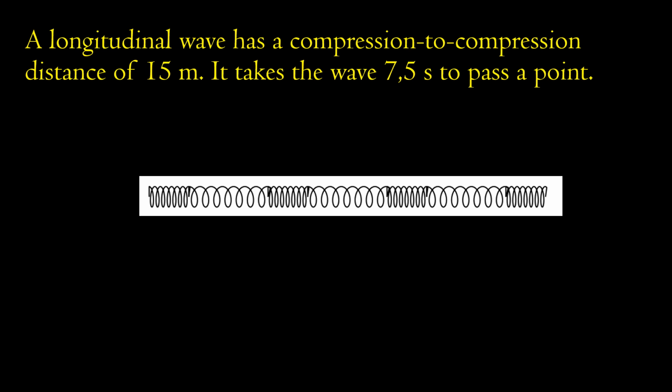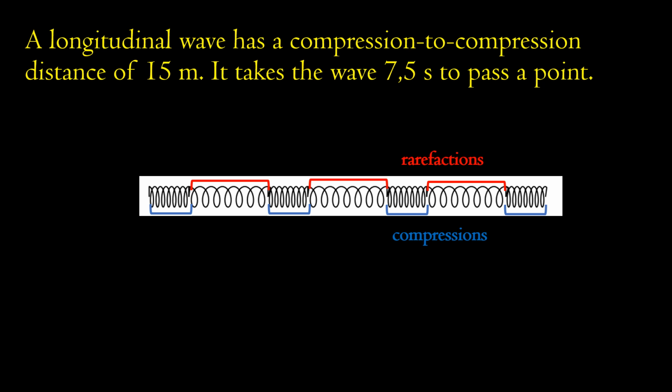A longitudinal wave is made of regions where the particles are closest, such as here, here, here, and here. These regions are called compressions. A longitudinal wave is also made of regions where the particles are a bit far away from each other, such as here, here, here. And these regions are called rarefactions.